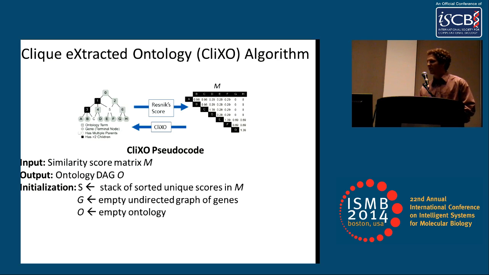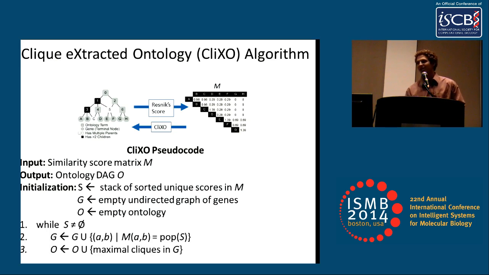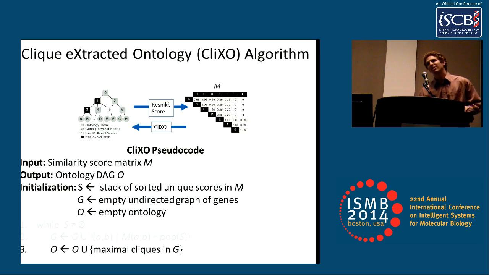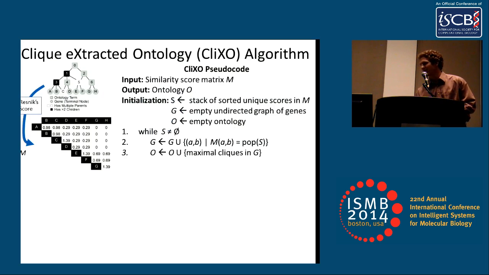To initialize, we create a stack of sorted unique scores in M. So for each unique score in M, there's one entry in this stack. We have an empty undirected graph of all the genes, and we'll have an empty ontology O. And then there's really only 3 steps in the basic Clixo algorithm. First, it's iterative, so we're going to be going through each score in S one by one. Second, for each score, we find all pairs in M that are equal to that score and add an edge to the graph G, which is between the 2 genes. Then we find all the maximal cliques in that graph and add them as terms to O. And this will all be more clear, I think, once we walk through this toy example.